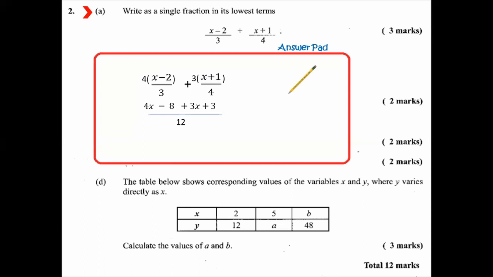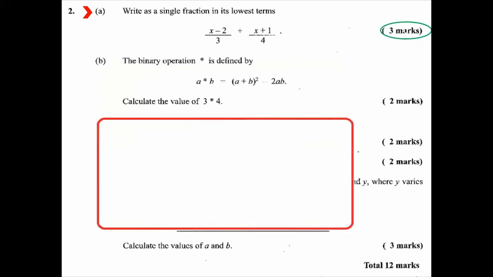If we put the like terms together, 4x plus 3x gives us 7x. And if we take 8 from 3, we have a minus 5. So our answer is 7x minus 5 divided by 12. Nothing here to be simplified. So our 3 marks awarded. All right, on to the other question.